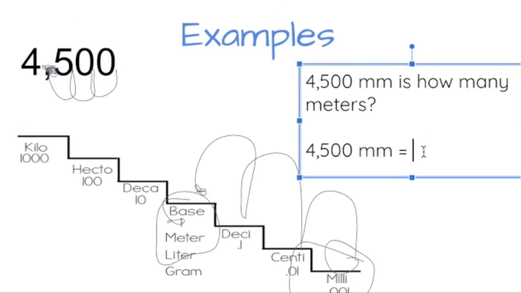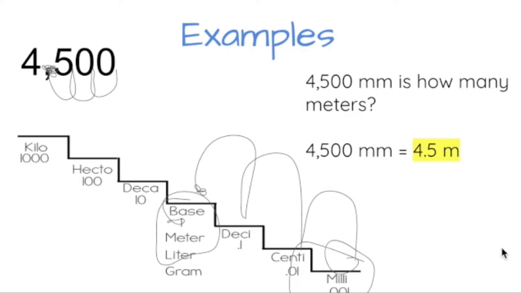And so our new answer is 4.5 meters. There we go. And we can highlight that so you can see it here in yellow. Notice this time we moved up the stair step, which means our unit of measurement was getting larger, so our number actually got smaller. So our new number is 4.5 meters.